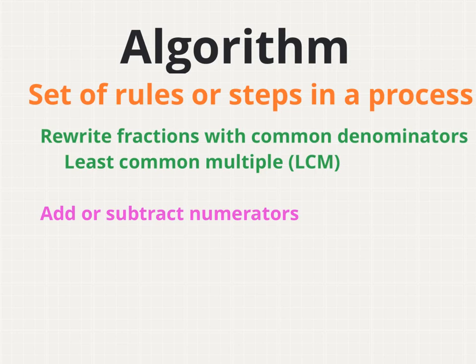The steps in this process require us to rewrite the fractions in our problem with common denominators. To form common denominators, we'll be looking for what's called least common multiples. We're going to use this in order to rewrite our fractions in an equivalent form with common denominators. Once we've done that, we'll simply add or subtract the numerators to arrive at our solutions. I'm going to show you plenty of examples. Let's take a look.